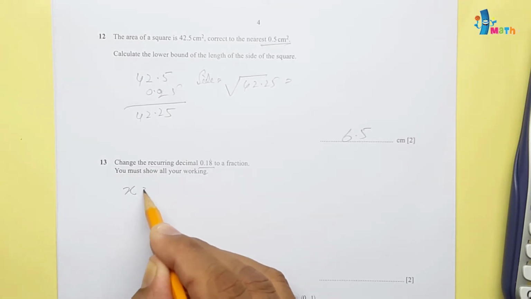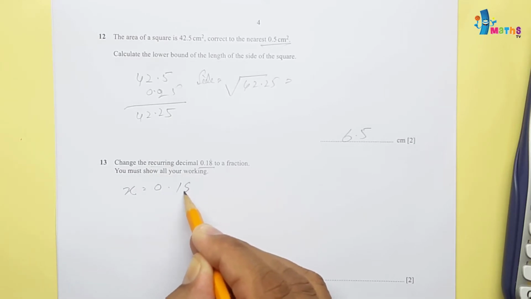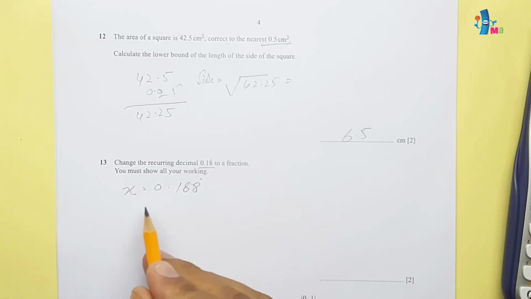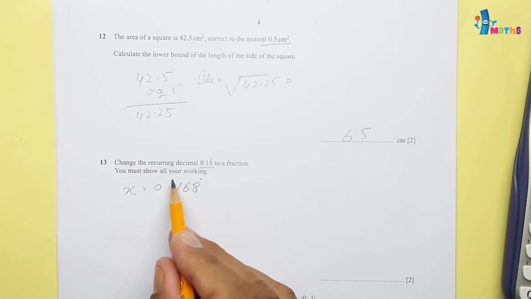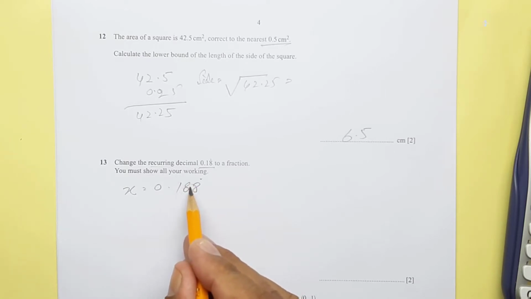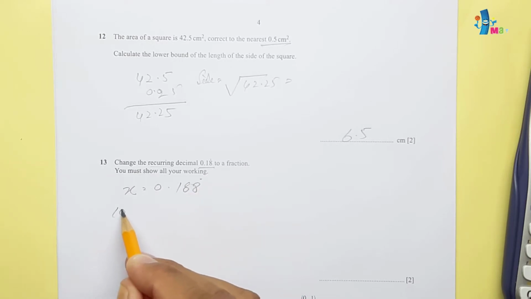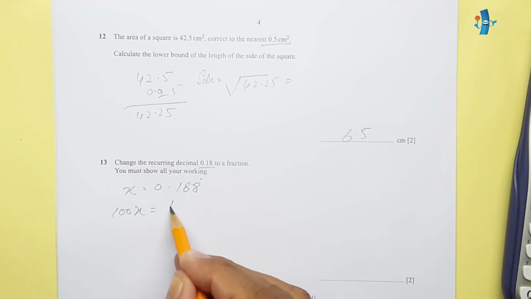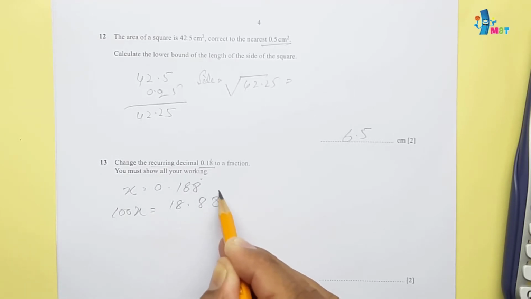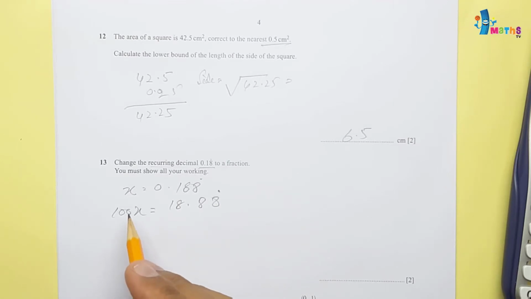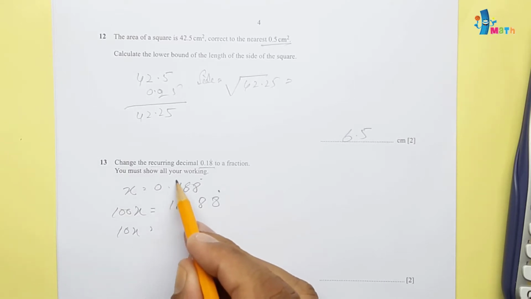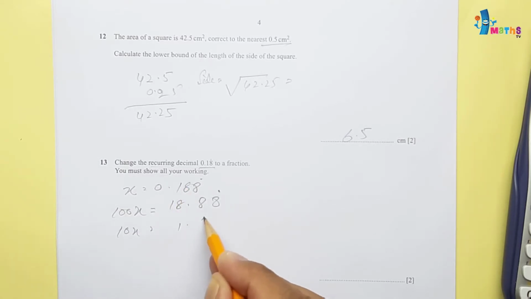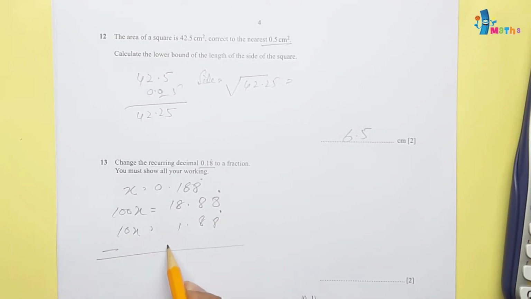So we can write x is equal to 0.188, I'll write recurring over here. Then we can shift this decimal after 1 and 8, so this will be 100. We will multiply both sides by 100. 100x will be equal to 18.88 recurring. Now we can multiply this by 10, and 10x will be equal to what? 1.88 recurring.